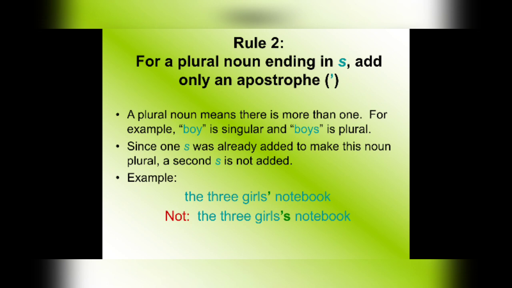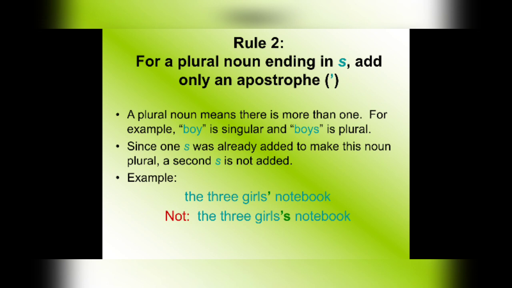For example, a plural noun means there is more than one. Correct? So that is more than one. Boy is singular and boys is plural. Since one s was already added to make this noun plural, a second s is not added. So here we don't have to think about adding one more s. We have to just add only the apostrophe symbol.